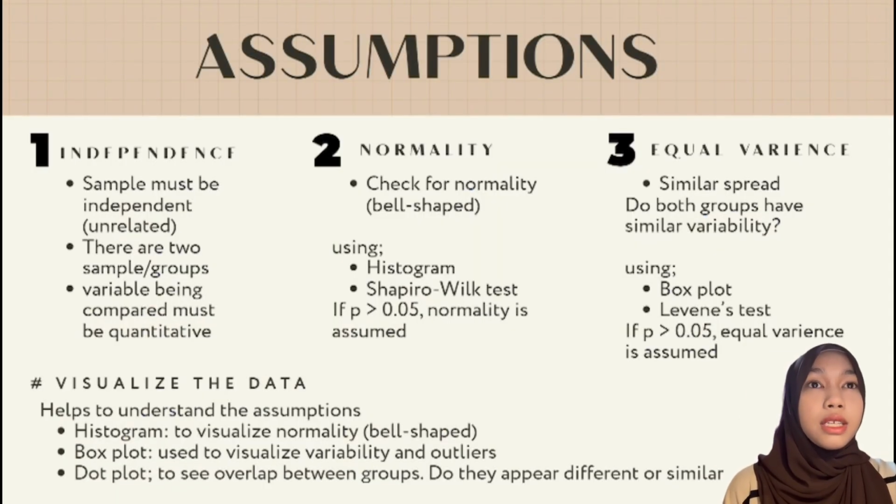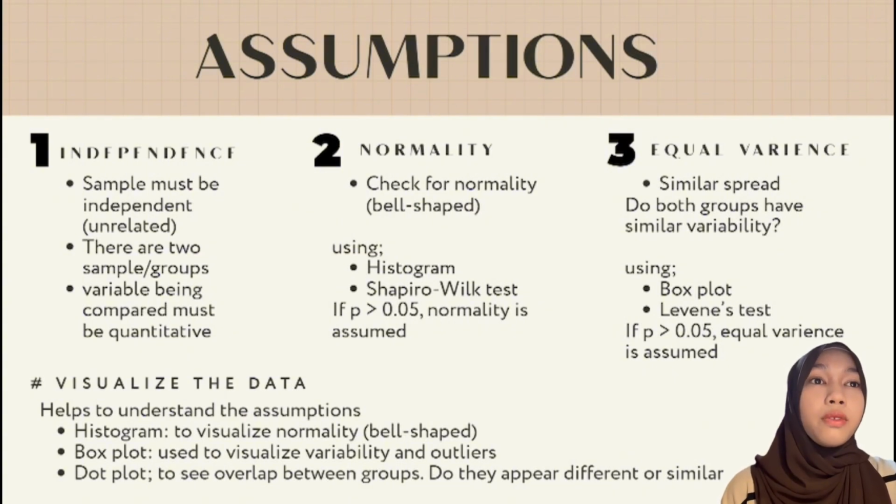Assumptions. There are three assumptions that need to be satisfied. The first one is independence, where the samples must be independent, meaning that the two samples or groups must be unrelated. The variable being compared must also be quantitative. Normality: you must first check for normality or bell shape by using a histogram or Shapiro-Wilk test. If the p-value is bigger than 0.05, the normality is assumed and the data is normal.